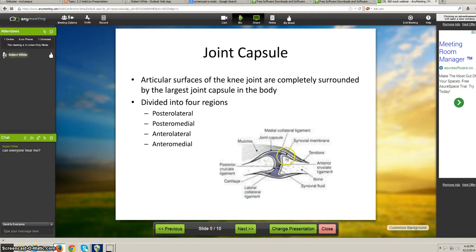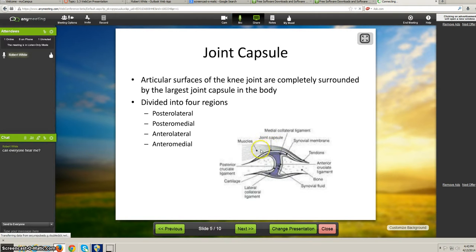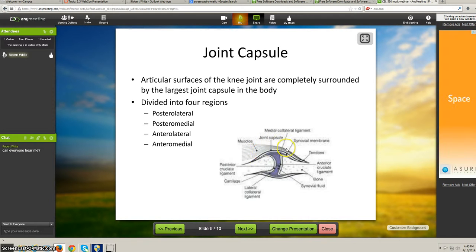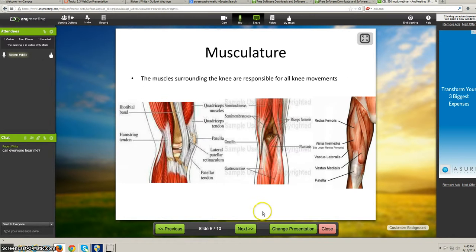And anytime there is an injury or a tear in the sac, you will see what is referred to as water on the knee, very squishy, very swollen appearance of the knee. And here we see the muscular of the knee.